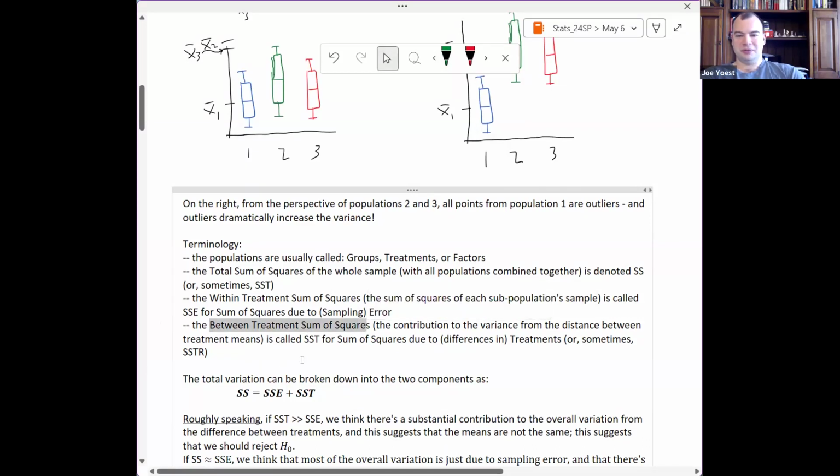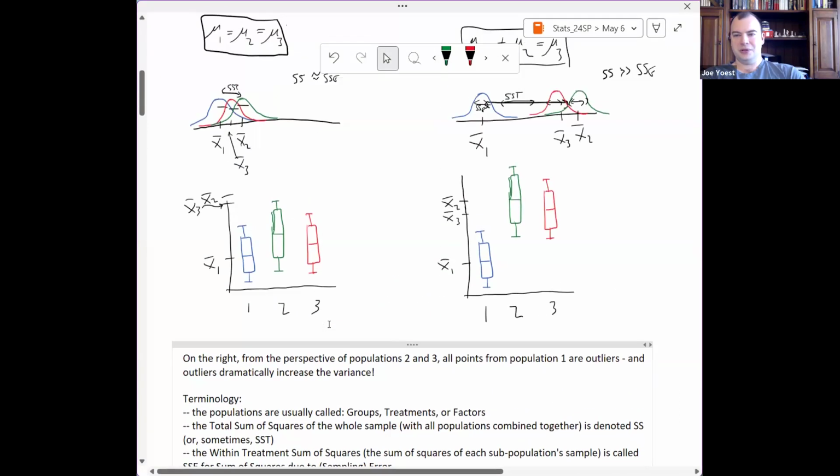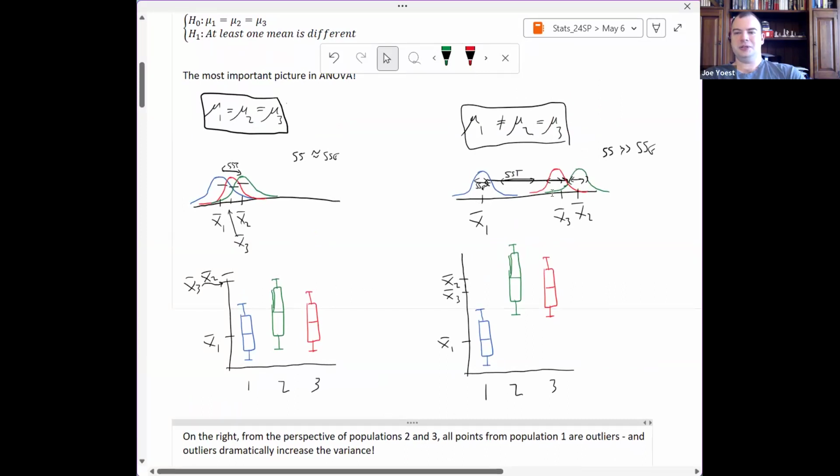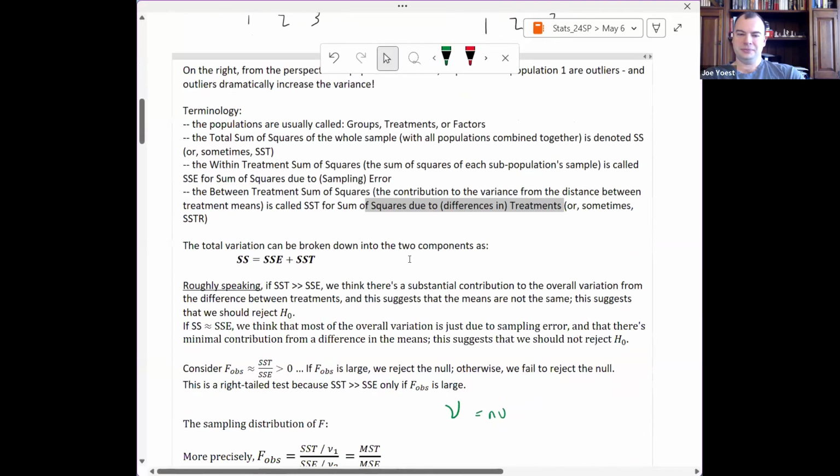And then there's the between treatment sum of squares. This is the contribution to the overall variance, the contribution to this total sum of squares due to the differences in the treatment, due to essentially the distance between these distributions, say on the right-hand side up here. And one of the nice things is that, just mathematically speaking, the total variation, SS, this total sum of squares, can be broken down into two components that are the sum of the other two: SSE, the within treatment sum of squares, plus the between treatment sum of squares.